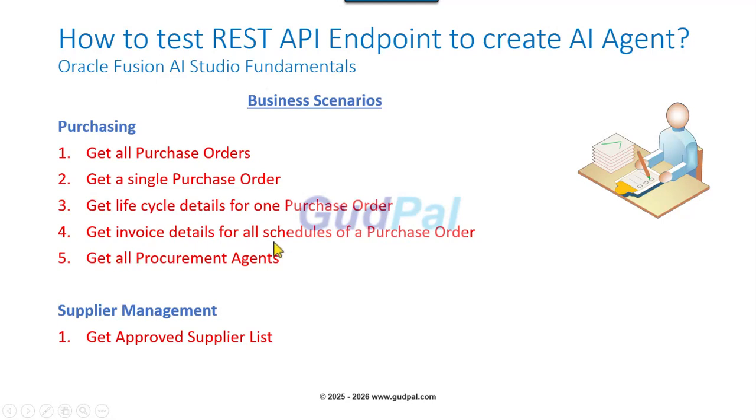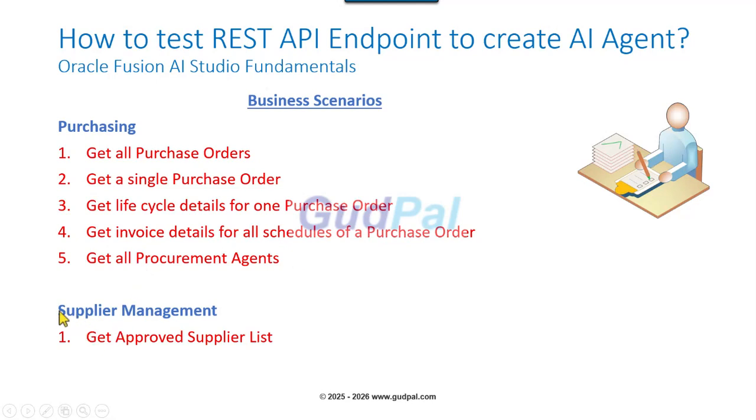Likewise, you can get invoice details for all schedules of a purchase order. So each purchase order will have schedules, then shipments and distributions. So for each of the schedules, whether it has been invoiced or not, what is the status, and so on. And then as a part of the base setup, you can get a list of all procurement agents, something like buyers. You can get the details of the buyers and so on.